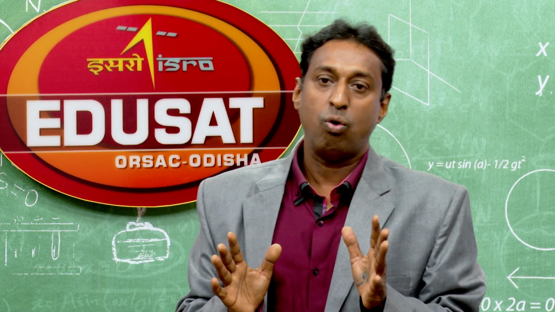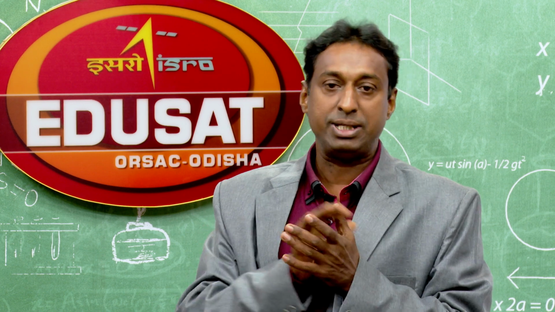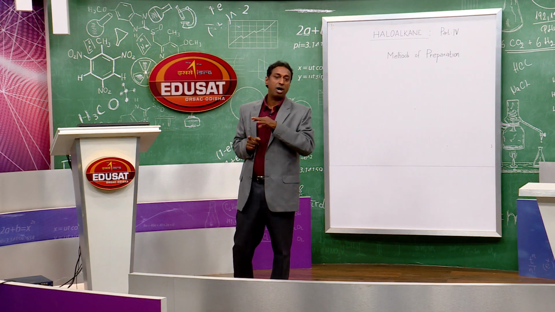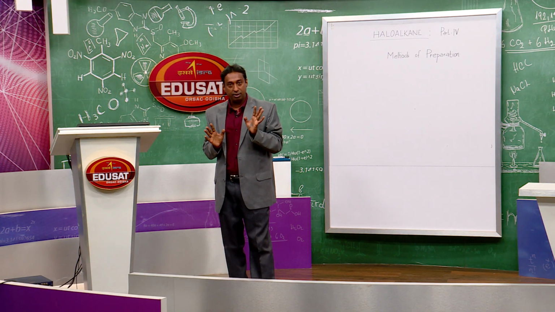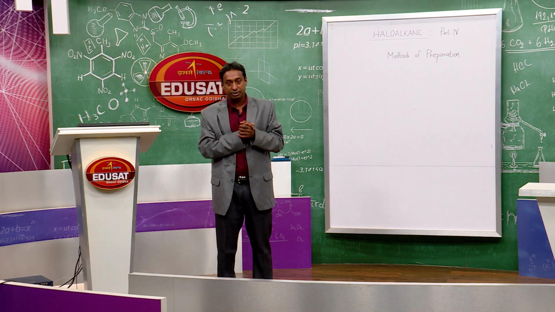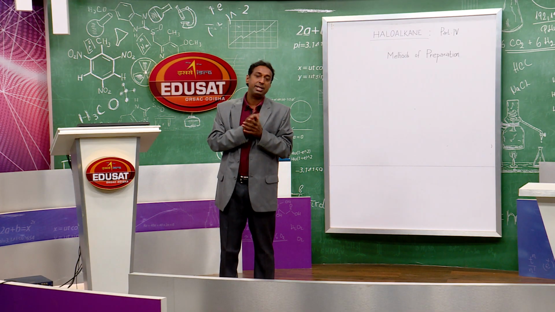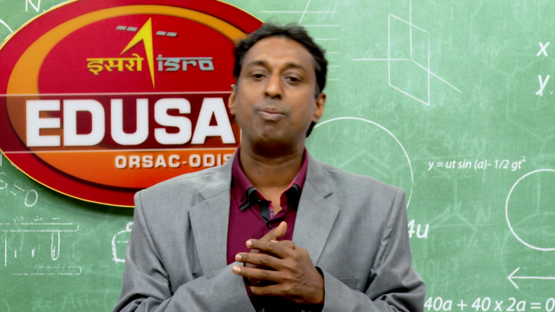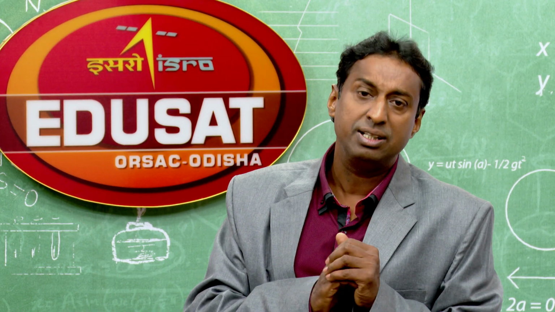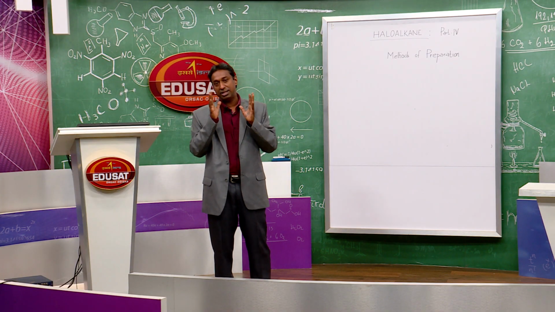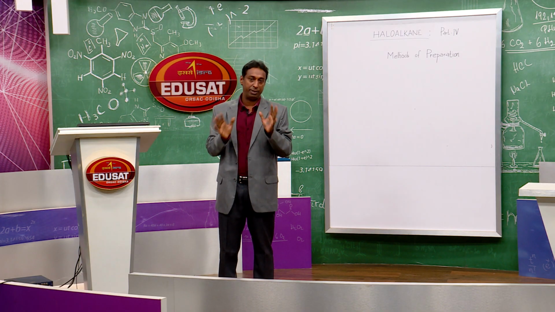So, students, till now what we have discussed? We have discussed the preparation of haloalkane from alcohol by using what? The hydrogen halide method, HX method, then by using what? By PX5 or PX3 method, and also by using what? Using the thionyl chloride method. So, from these three, the thionyl chloride is the best one to prepare.